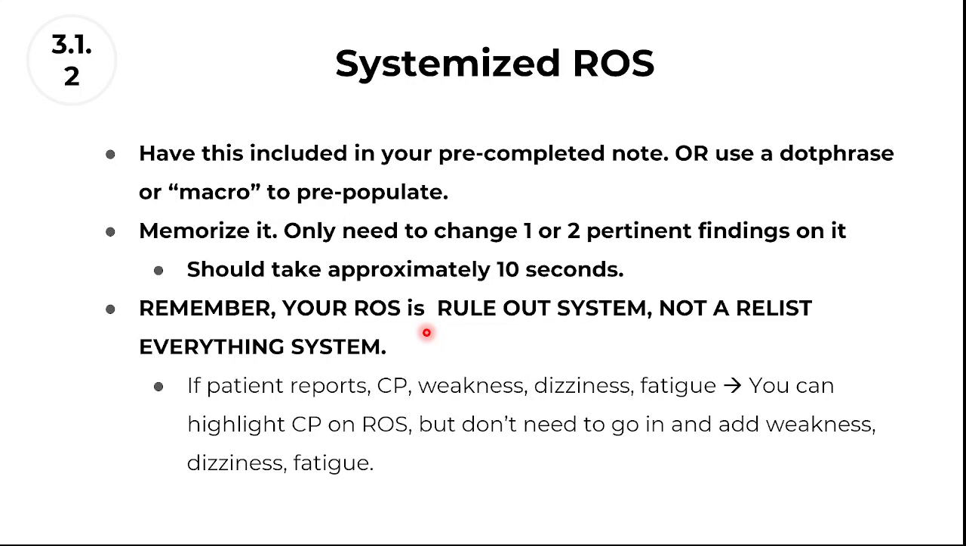And if they have chest pain, but they're also saying that they might feel weak or are feeling dizzy, and those things are not a part of your general ROS, you do not need to go into your ROS and put positive dizzy and positive weak. Those are already mentioned in the HPI, and you don't need to continue to add these and put extra time and extra keystrokes into your note.